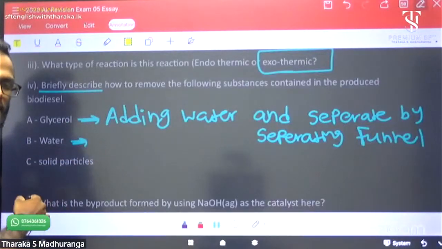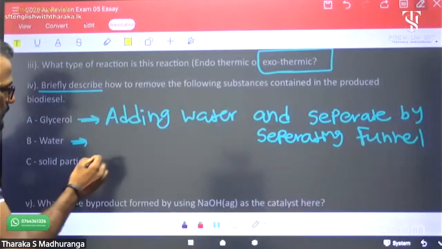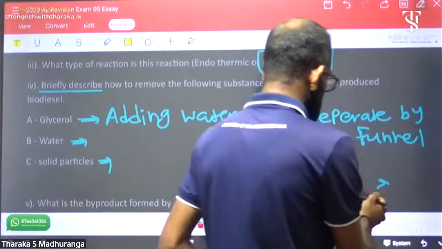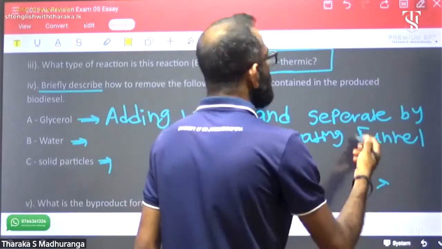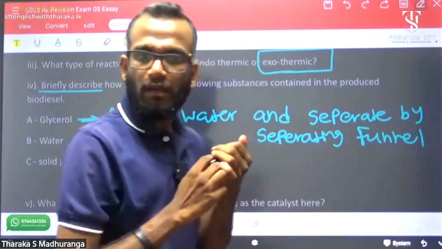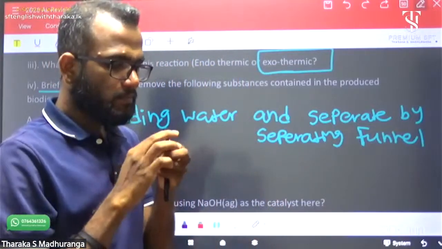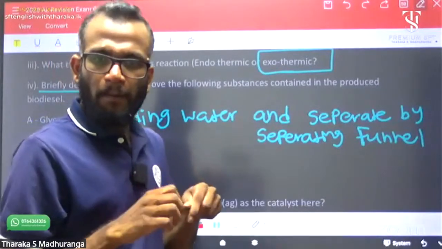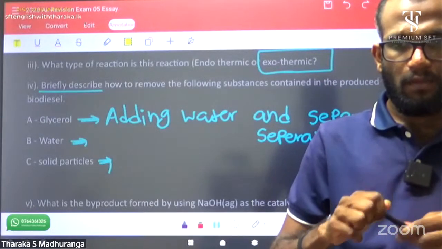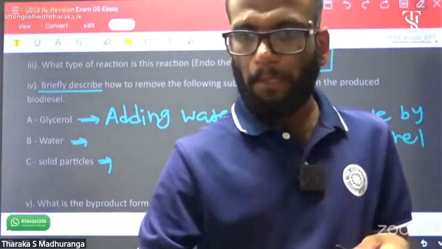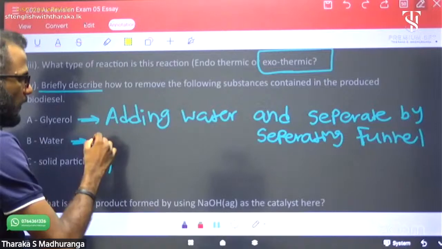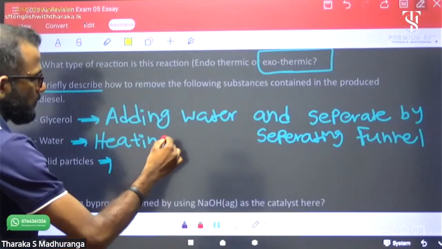Water. How to remove water? Yeah, in the drying process. Heating and drying.